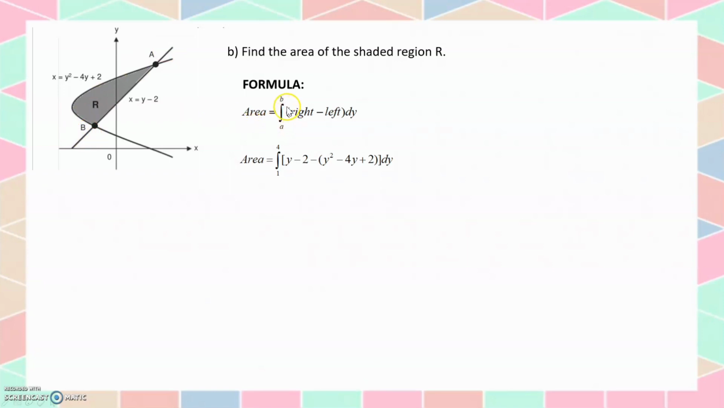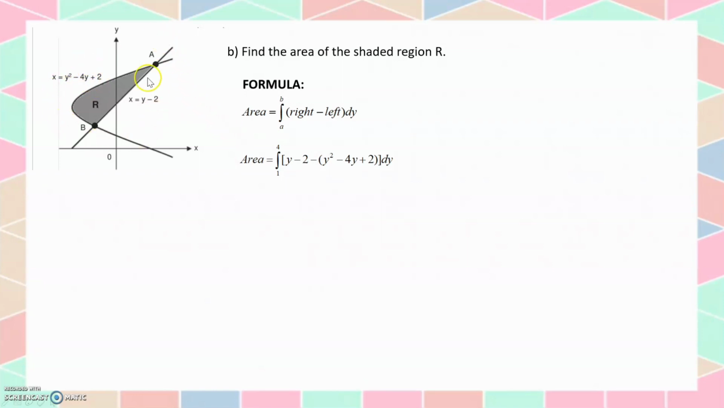Now, how to find the right equation and the left equation? If you can see here, this is the right side and this is the left side. The right will be x equal y minus 2 and left will be x equal y squared minus 4y plus 2.